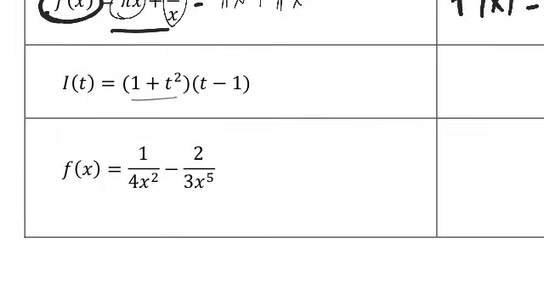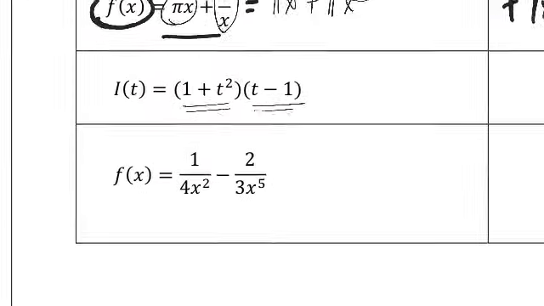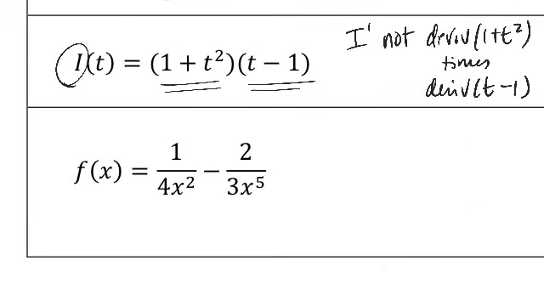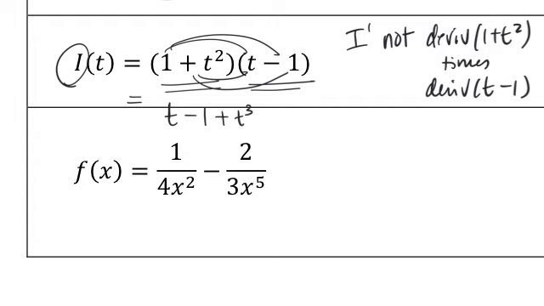When you see a product, do not do this. This is being called I. So I prime is not equal to the derivative of 1 plus t squared times the derivative of t minus 1. That doesn't work, because for a product, there's something we're going to learn next class to do it that way. For now, you have to make it into a sum and difference. So we go 1t minus 1 plus t cubed minus t squared. Just FOIL it out, and now you have a sum and difference of terms.